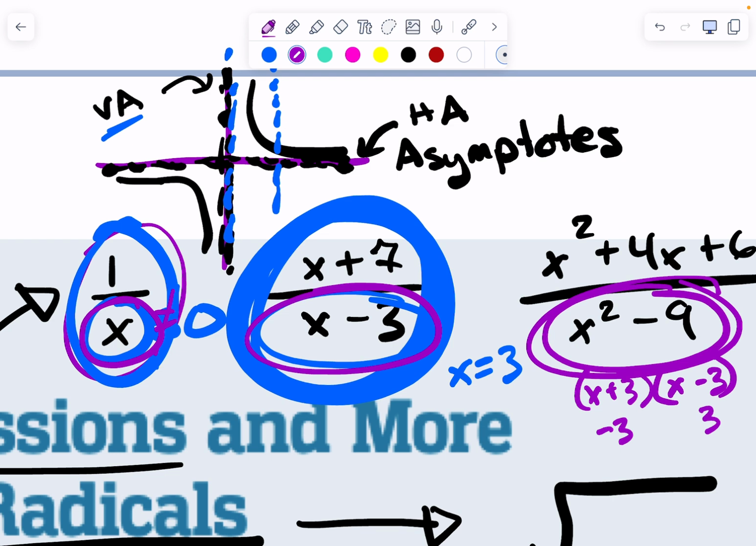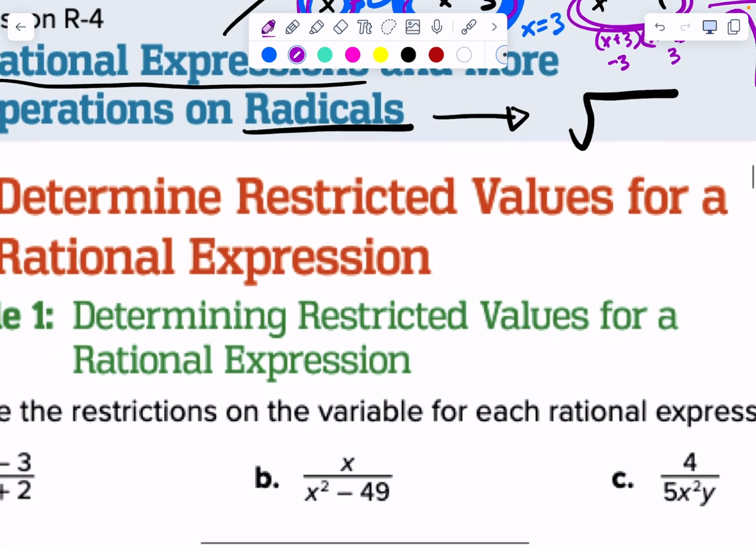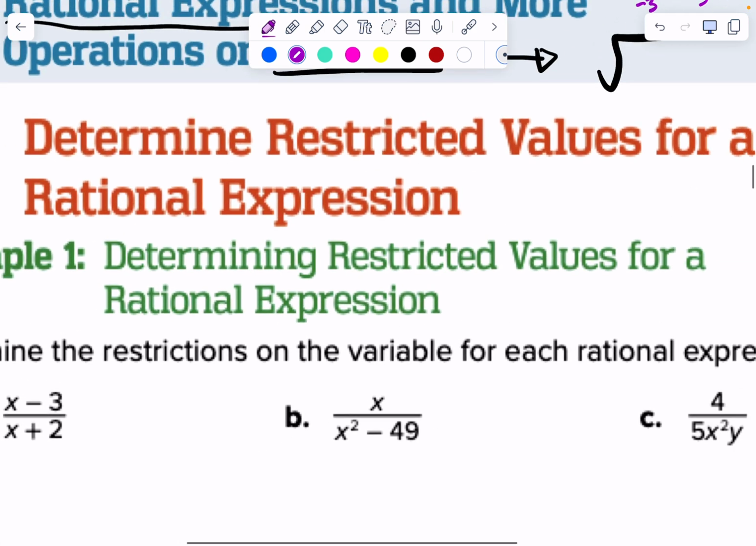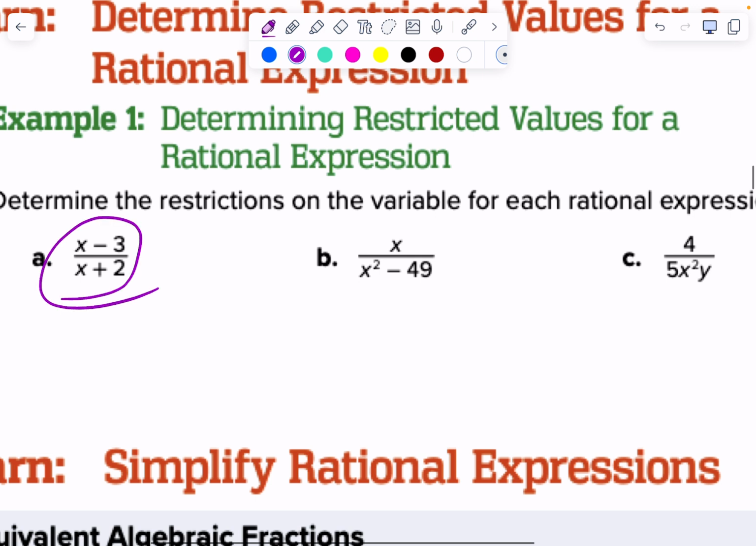Okay, HAs, we'll get into that. Have we talked about n and m before? No, we haven't. No, because you guys are coming from geometry. We don't talk about that in geometry. So, a VA is what x can't be. It's where the restricted values are. So that's the first thing it asks down here. Determine the restricted values for the rational expression. These are all rational expressions.